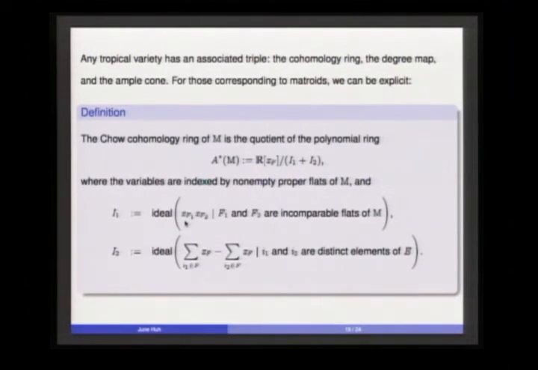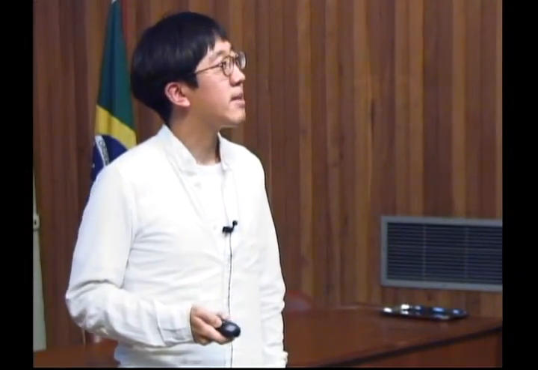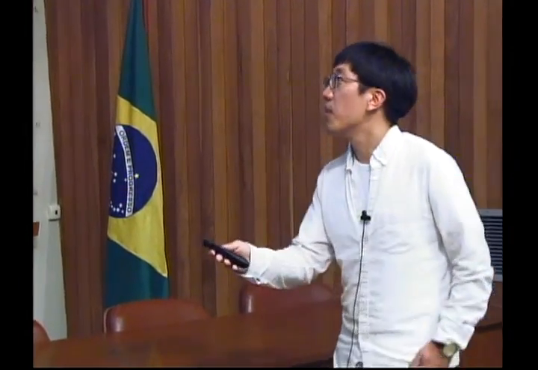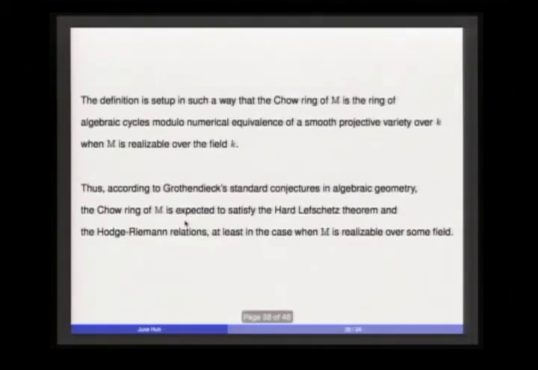So, in sum, you can associate a ring to a matroid, say for graphs. It is a commutative ring, finite dimensional over the real numbers. And this definition is set up in such a way that this cohomology ring associated to a matroid is a ring of algebraic cycles modulo numerical equivalence on some smooth projective varieties over K when your matroid is realizable over K. So if you believe in Grothendieck's standard conjectures, you expect this ring to satisfy Hard Lefschetz and the Hodge-Riemann relations, at least in the case when your matroid is coming from a field.